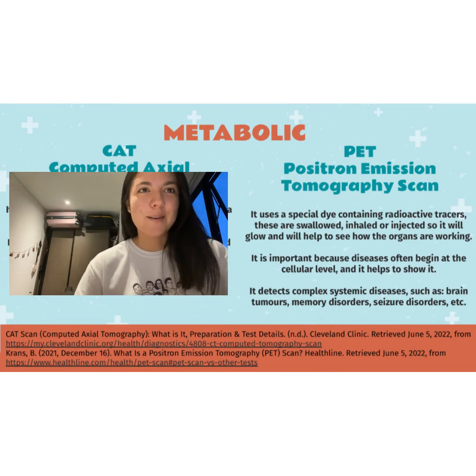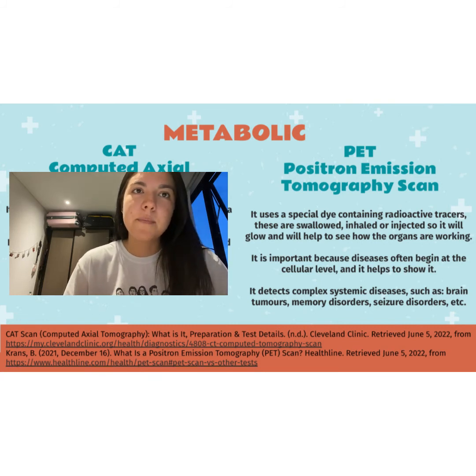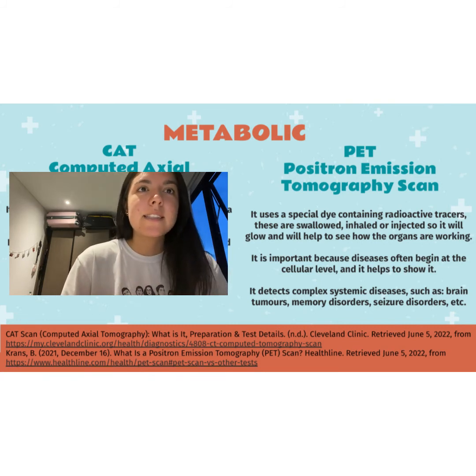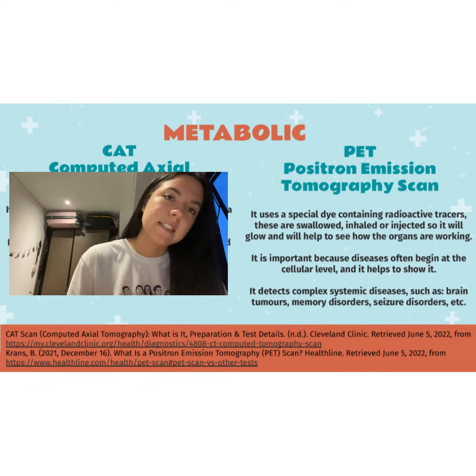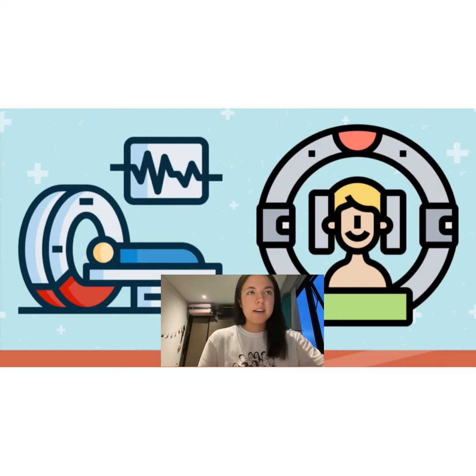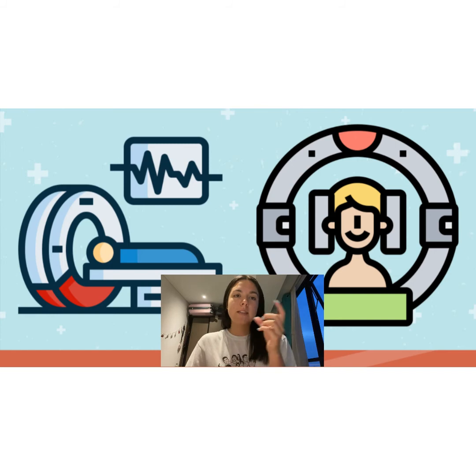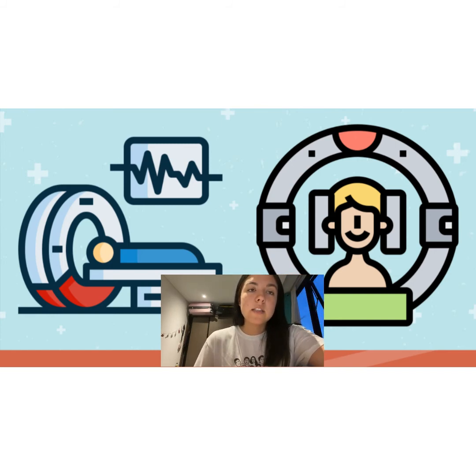This is tricky in the words. It is important because diseases often begin at the cellular level, and it helps to show it. It detects complex systemic diseases such as brain tumors, memory disorders, seizure disorders, etc. So here we have an example of how they can do it, and the one with the dye, as I told you, you can swallow, you can inhale, or it can be injected into the body part they're gonna use.